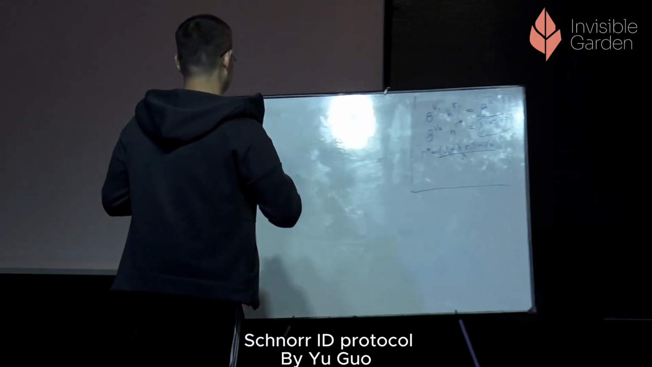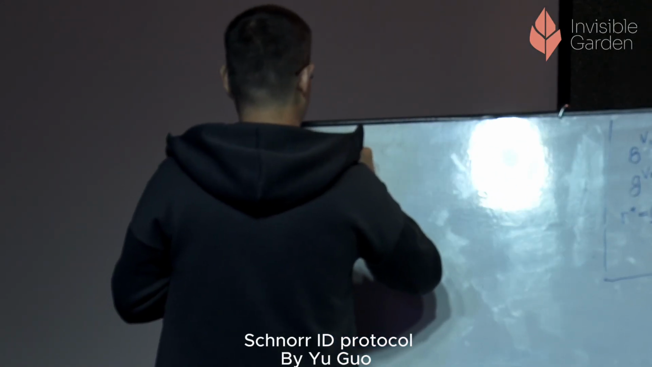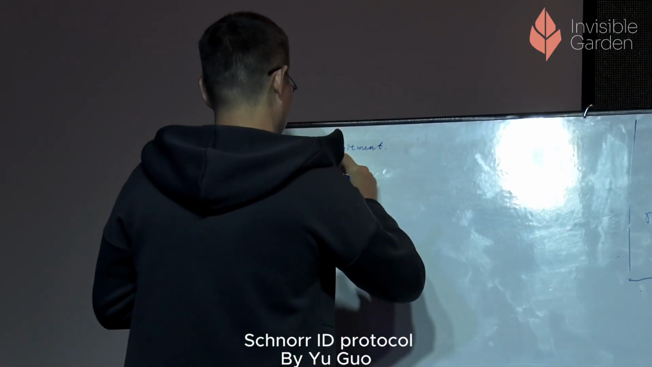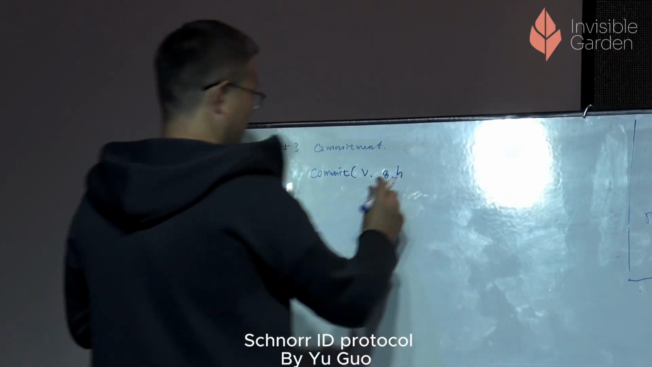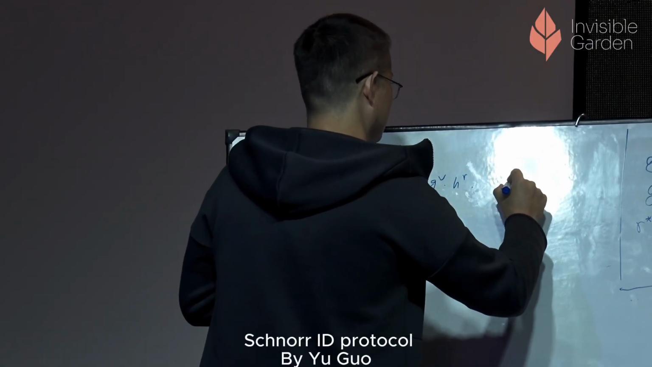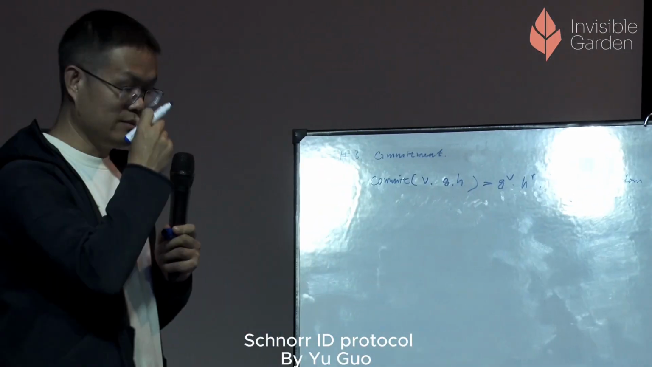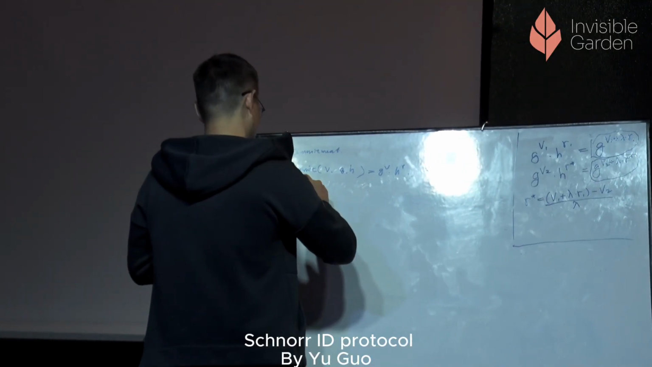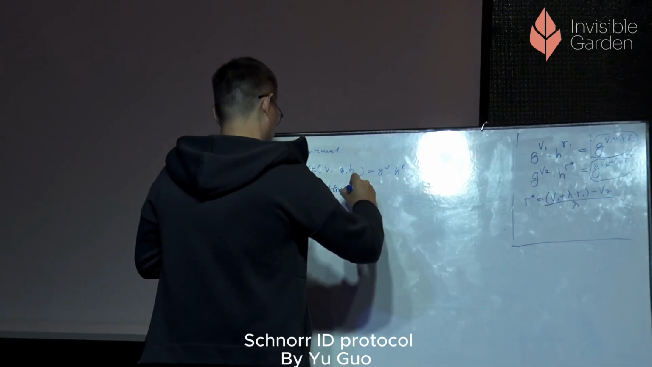Yeah, another thing that I missed. Okay, commitment. We have another one. Commit to V with G and H as public parameters: G^V H^R, where R is random. There's another important property for this Pedersen commitment. This is called additive homomorphism.